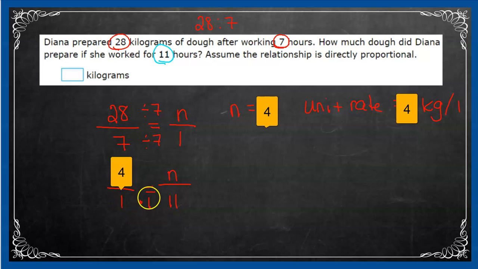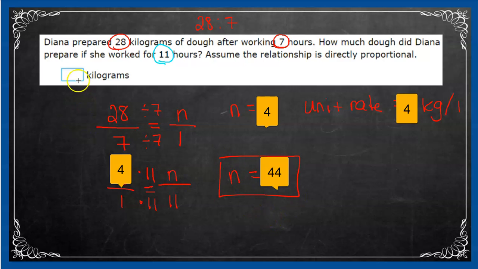Well, I multiply it times 11. Well, if I multiply times 11 in the denominator and in the numerator, I'll have an equivalent fraction. So 8 times 11 is 88. That means N equals 88. So that is my answer. She can prepare 88 kilograms of dough in 11 hours. So we used the unit rate, found the unit rate, and then really you're just multiplying it times the number of hours, but I just wanted to show you that sometimes you'll want to look at an equivalent fraction like this.